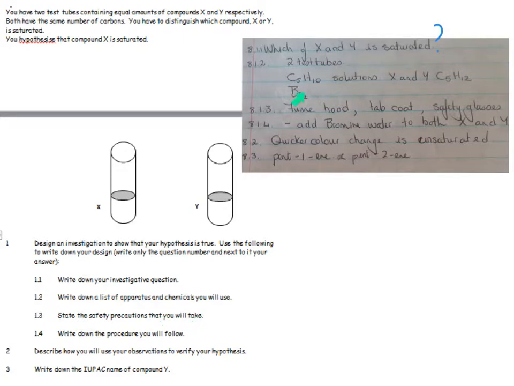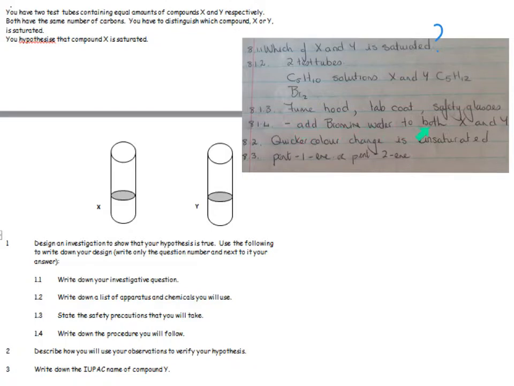Now bromine is carcinogenic, and often alkanes can have strong smells, so you would need a fume hood, obviously safety glasses, and a lab coat. A fume hood is a sort of a box that takes all the gaseous fumes away so that you don't breathe them in. Write down a procedure you could follow.